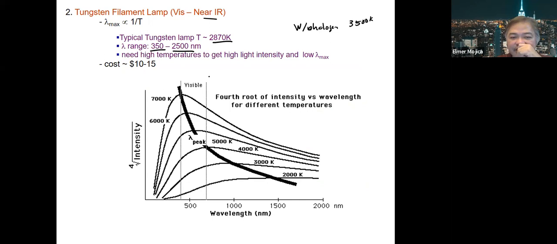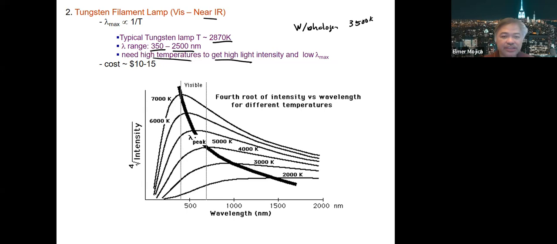So it needs high temperature to get high intensity light and low lambda max. And the tungsten lamp is cheaper, $10 to $15. So you just follow this so-called black body radiation.